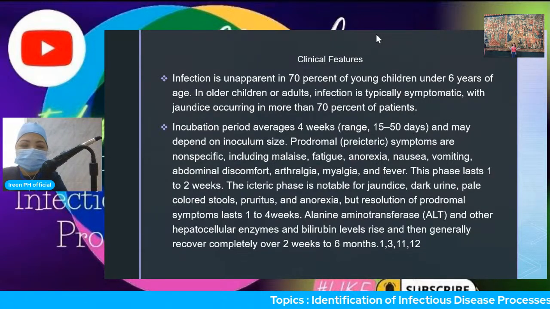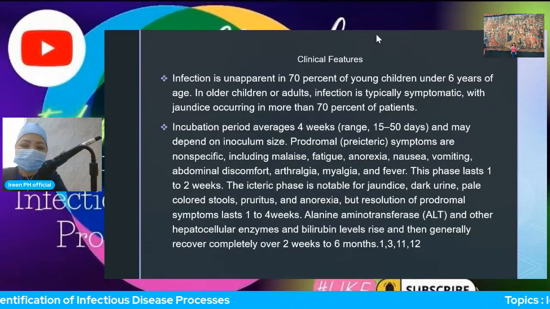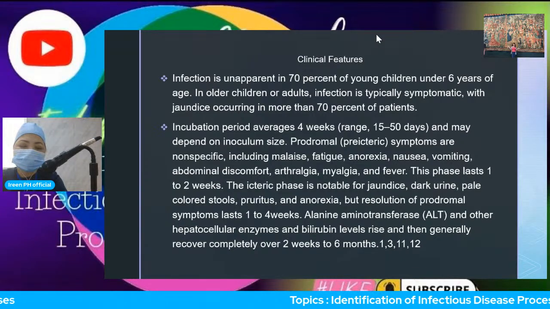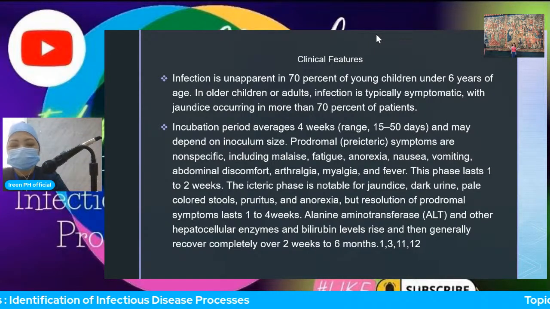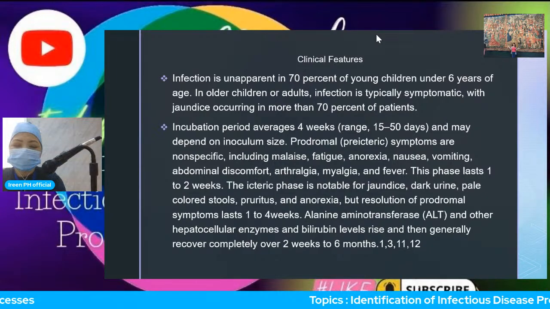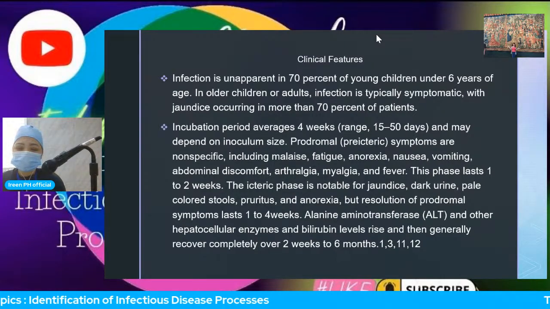Incubation period averages 4 weeks, range 15 to 50 days, and might depend on inoculum size. Prodromal preicteric symptoms are nonspecific, including malaise, fatigue, anorexia, nausea, vomiting, abdominal discomfort, arthralgia, myalgia, and fever. This phase lasts 1 to 2 weeks.